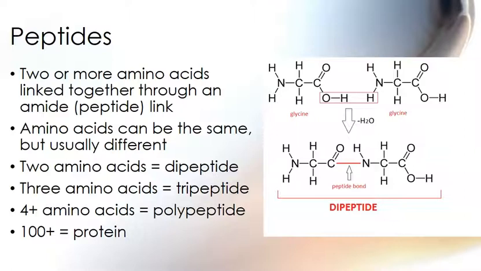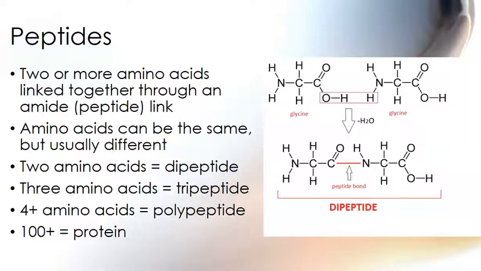Now, you can link together obviously 2 of the same amino acid. More commonly, they tend to be different amino acids. The number of amino acids and the order in which they join up determines the function of the peptide or protein. Now, typically, just a bit of nomenclature, I suppose.